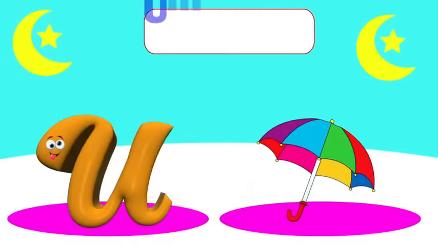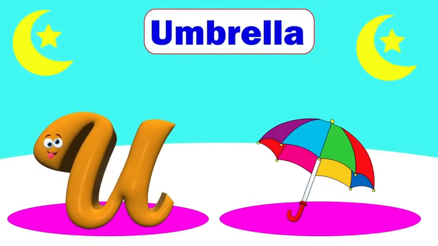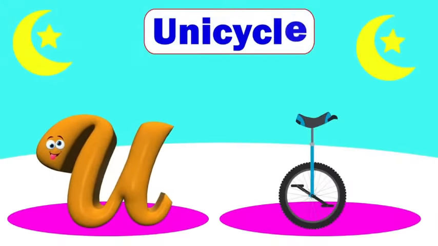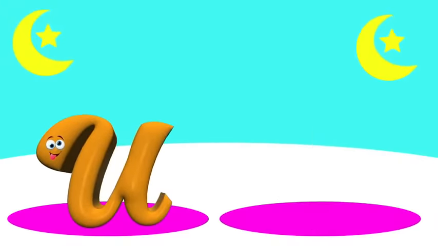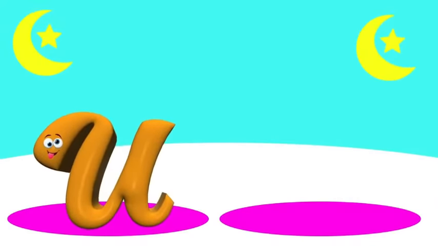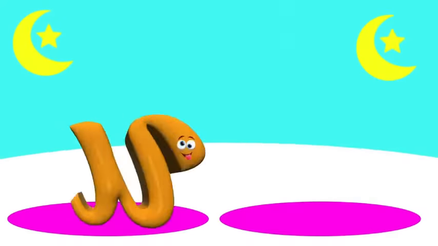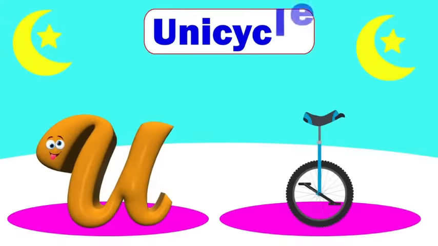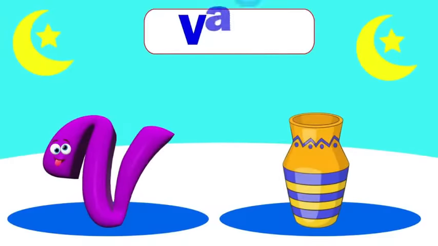U is for umbrella, umbrella. U is for unicycle, u u unicycle. U is for u u u u umbrella. U is for u u u u unicycle.